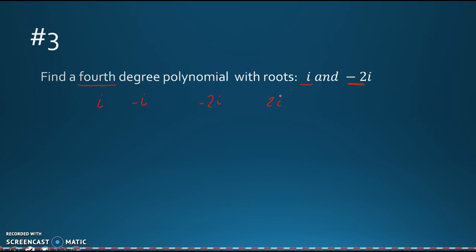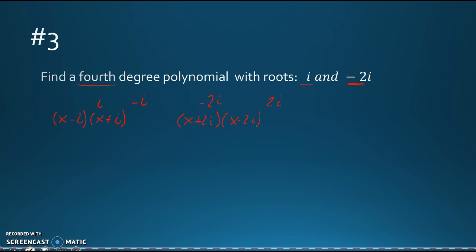Now I'm going to come up with my 4 factors. One factor is going to be x minus i, the other x plus i. Then I'm going to have another factor over here of x plus 2i, and then another factor of x minus 2i. I'm just going to multiply these 4 factors together.